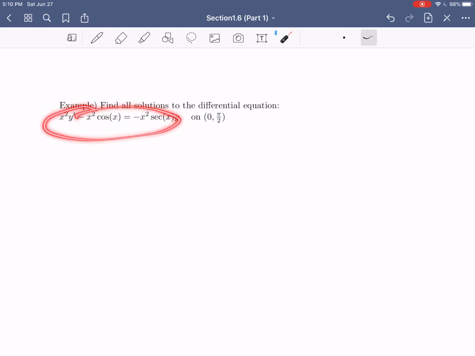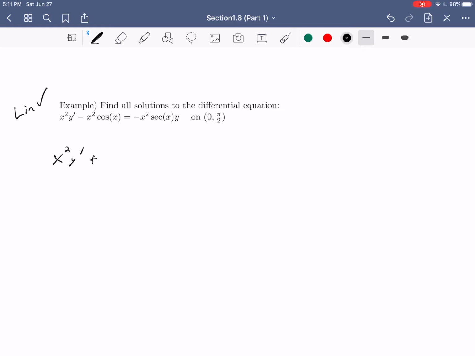Is this linear? Well, y prime and y are in separate terms, no functions of the dependent variable, so linear, all good. We can go ahead and put it into standard form, need some manipulations. This guy should come here and this one should come over there. So it looks like we get x squared y prime plus x squared secant x y is equal to x squared cosine x. All right, so things are looking pretty decent there. Now it is in linear standard form.